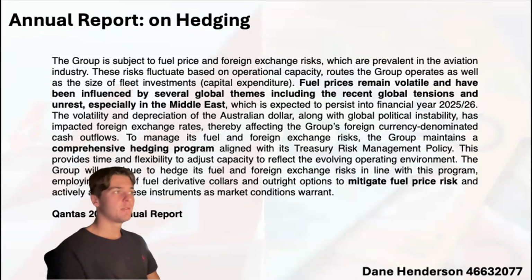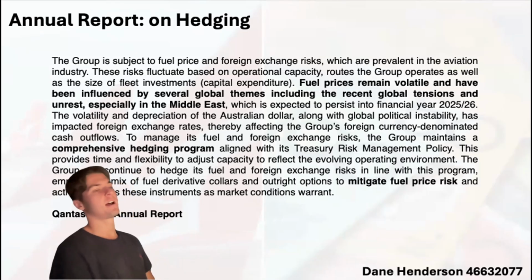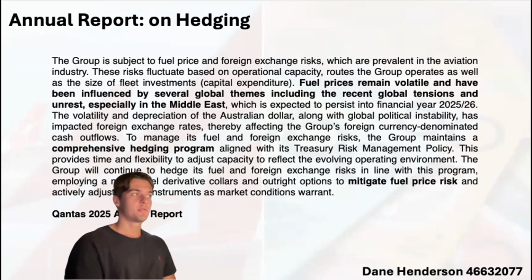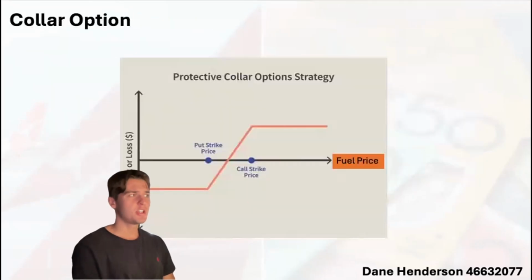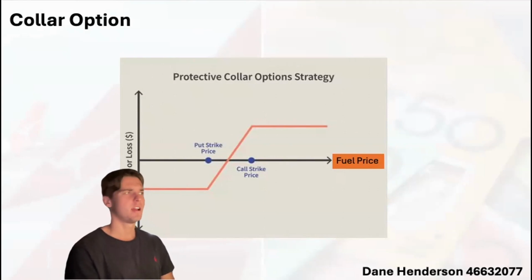Fuel prices are volatile, which Qantas attributes to the Middle East conflicts and tensions, as well as global supply uncertainty. So to reduce risk, Qantas uses fuel derivative collars, options, as well as swaps on jet kerosene, gas oil, and crude oil. Specifically, a collar strategy, which involves buying a put option and selling a call, limits both the losses and gains, helping Qantas stabilize its fuel costs and plan ahead more confidently.